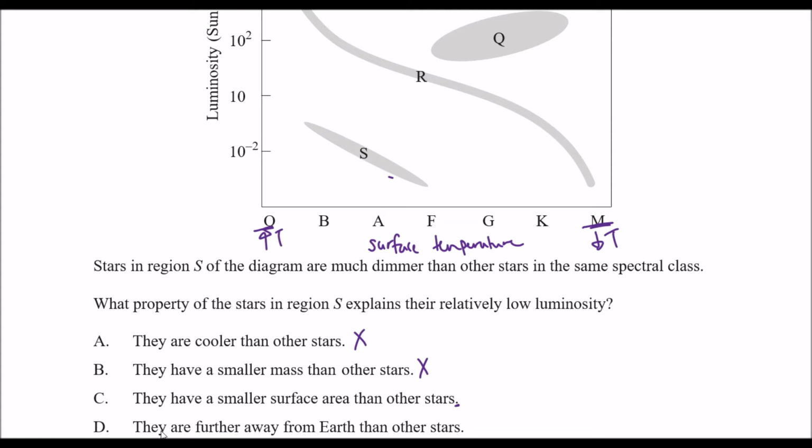And then we have D, it says they are further away from Earth than other stars. Now, the way luminosity works is it measures the absolute brightness. So it's not actually measuring how bright it looks from our perspective, but the actual brightness in space. Okay, so that wouldn't be an explanation either. So the answer in this case is actually C. It's because they have a smaller surface area than other stars.